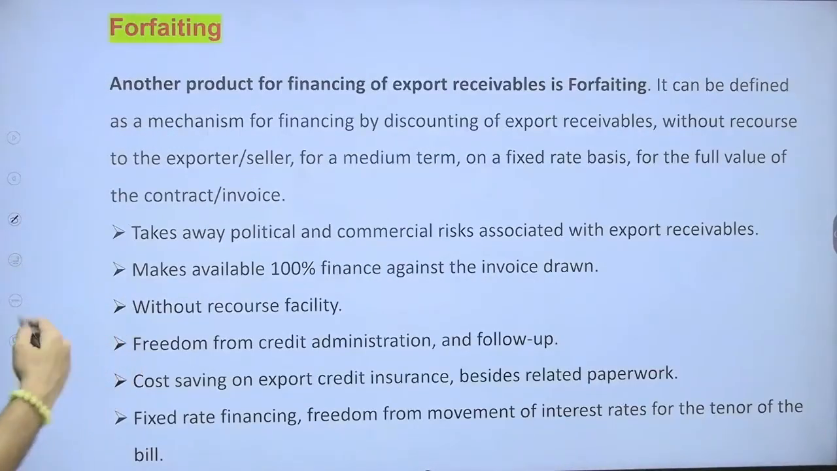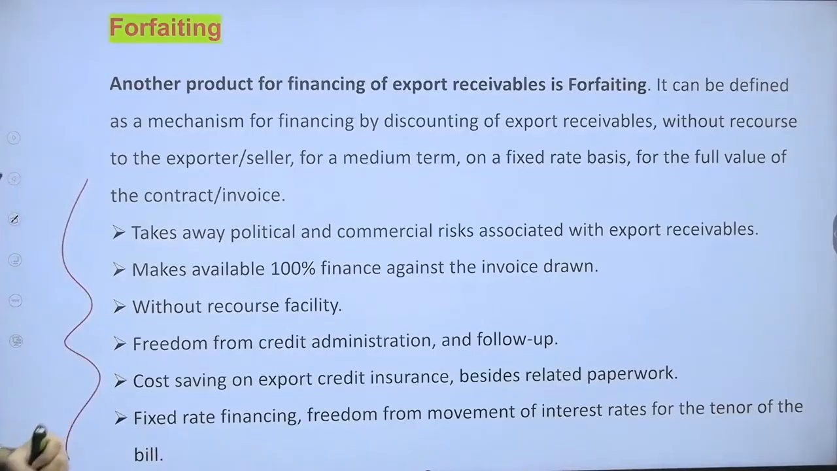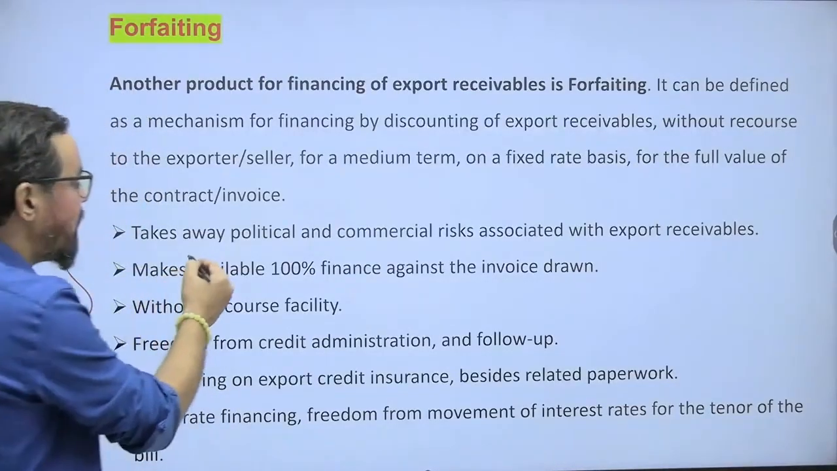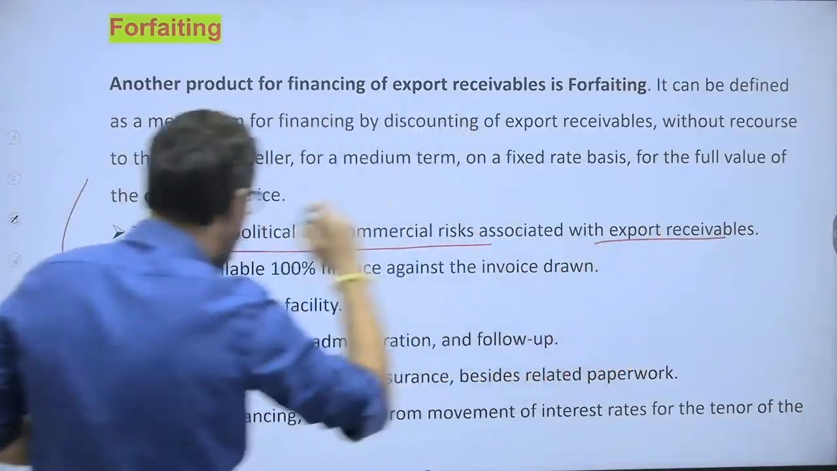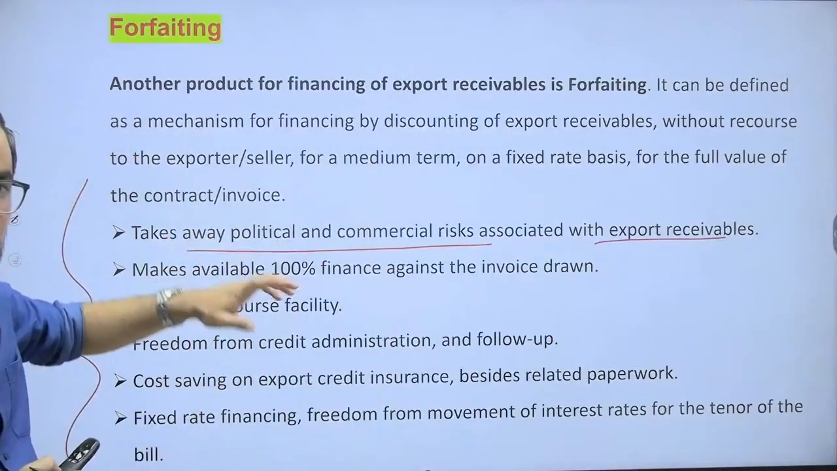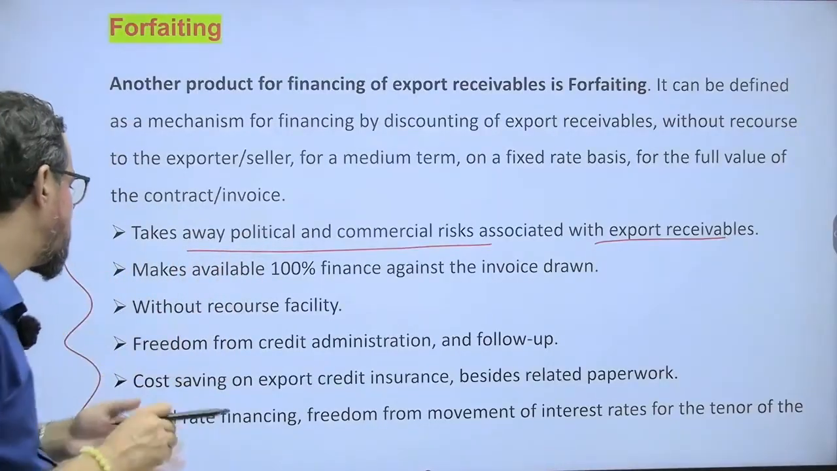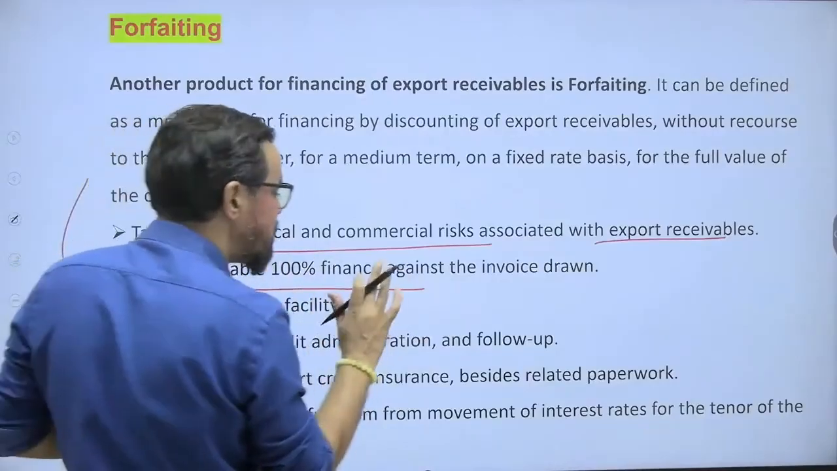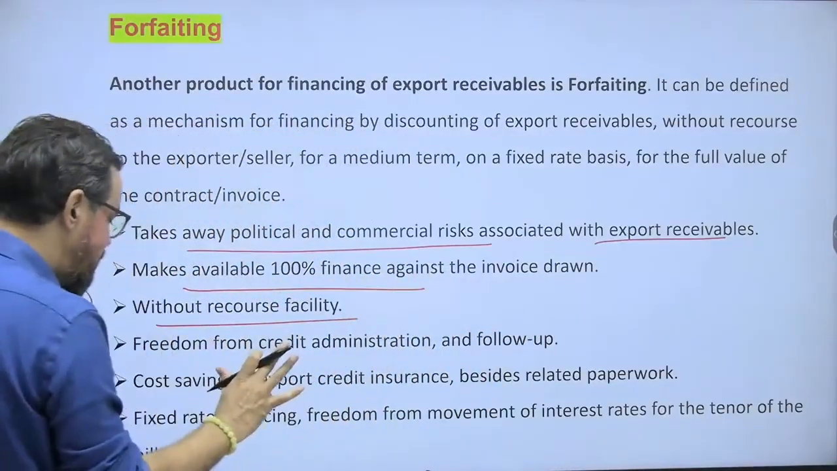Forfeiting, in case of forfeiting, it is a kind of one-time transaction with the exporter where we are discounting 100% of the bill, right? So it takes away political and commercial risk associated with the export receivables. It is always without recourse, but factoring can be with or without recourse. Okay? Please do remember this statement also. Make available 100% finance against invoice drawn without a recourse facility.